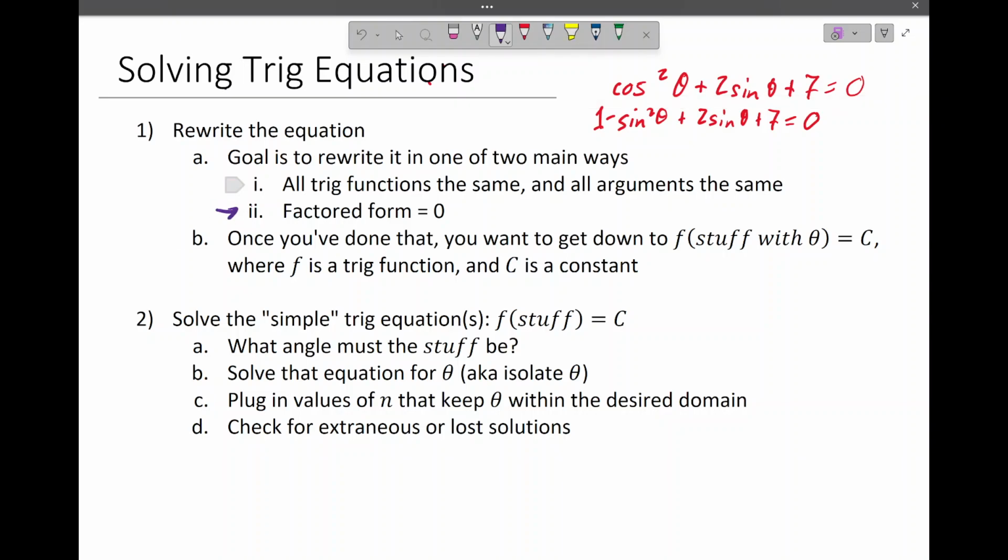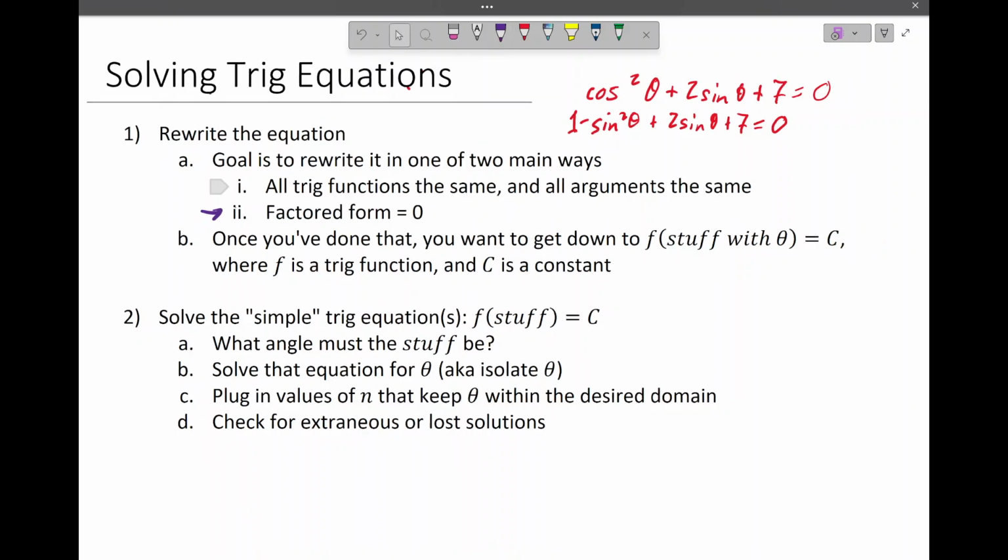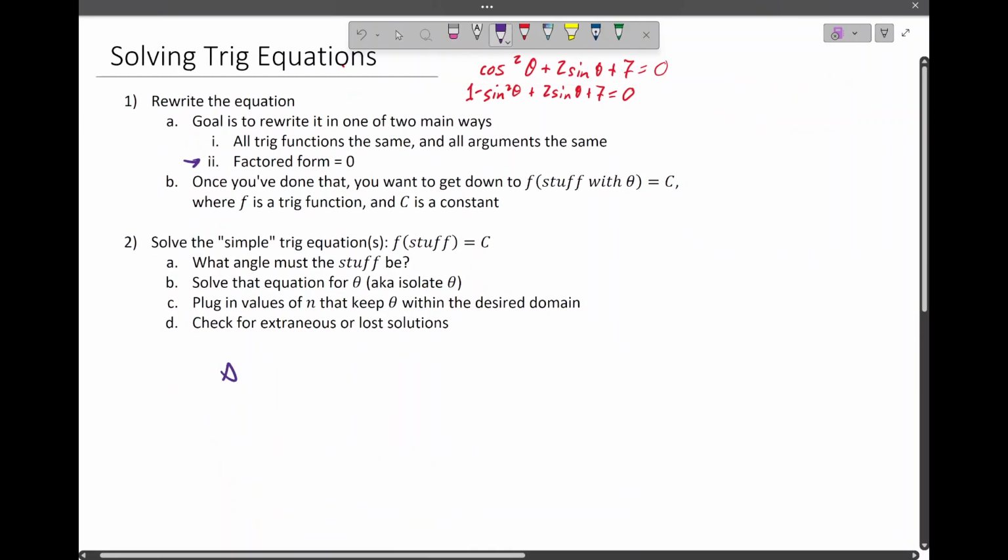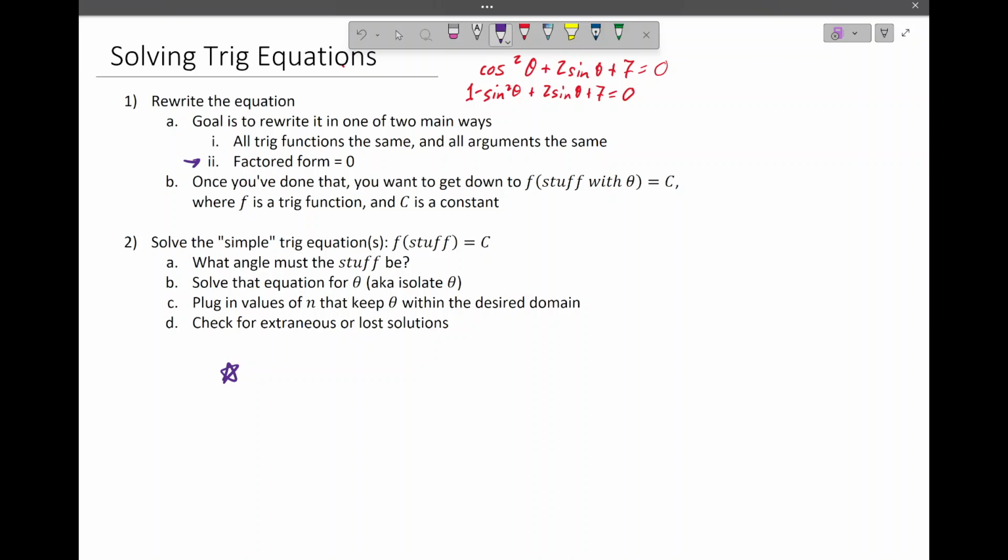Our factored form, so what I mean by that is if there's a way to write it in some kind of factored form, it's okay if you have two different trig functions or multiple different trig functions, because it's going to boil down to two separate equations anyway. So an example of that would be if I had something that could boil down to, let's say, cosine of theta minus 1 times, I don't know, cosecant of theta plus 2 is equal to 0.